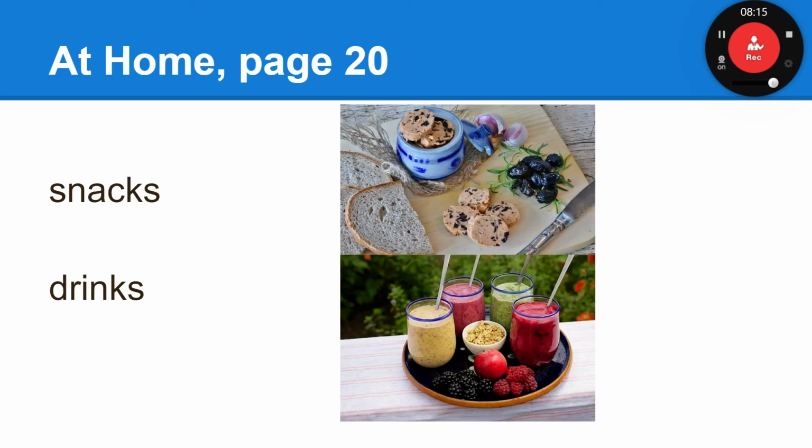Snacks. These are things that you can eat pretty quickly. Snacks are usually given in between lunch and dinner because people often have a long time in between. Drinks. Drinks are liquids you put in your mouth. They can be very thick liquids like these smoothies here. These are fruit smoothies.